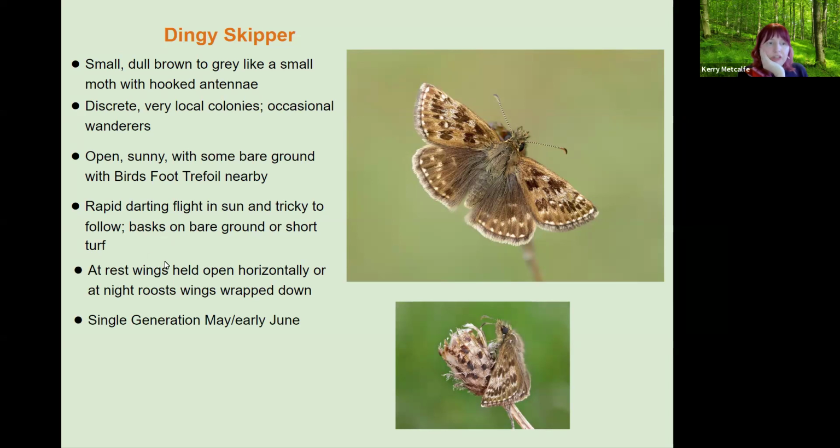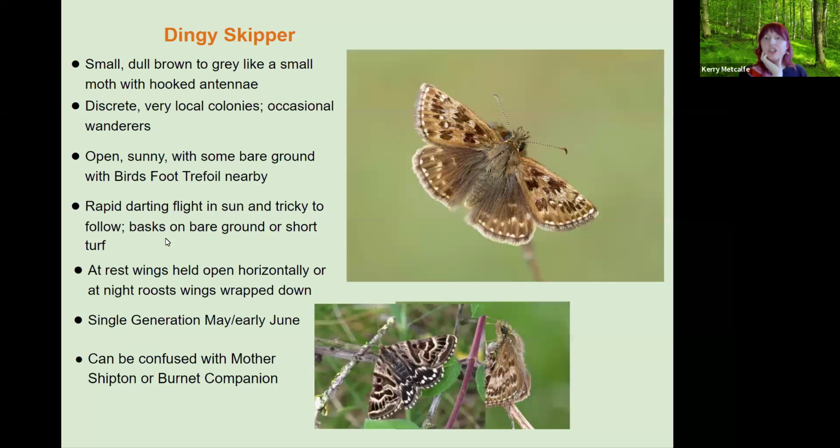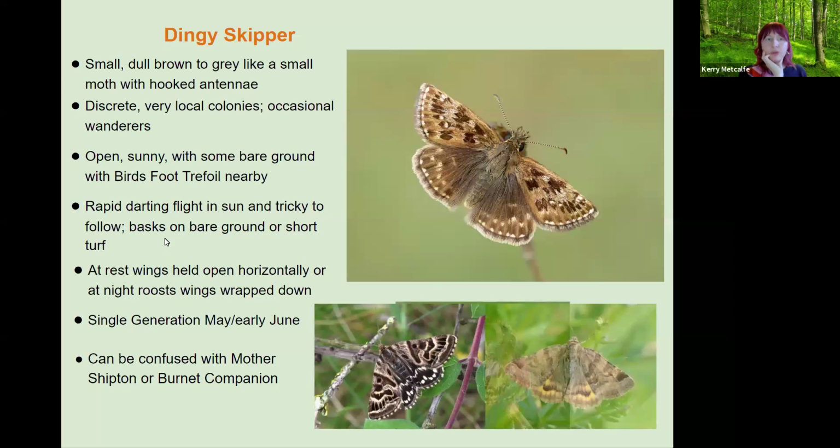So just a single generation. So you'll start to see them in May time and early June. And then in terms of what they can be confused with, there's Mother Shipton and Burnet Companion. So Mother Shipton you can distinguish because they have that very distinct, quite contrasting wing pattern that looks a bit like a witch's face. And I find Mother Shipton tend to say, no, thanks very much, fly off and sit and flutter in grass that you just can't get to. And they're quite hard to really compare, really.